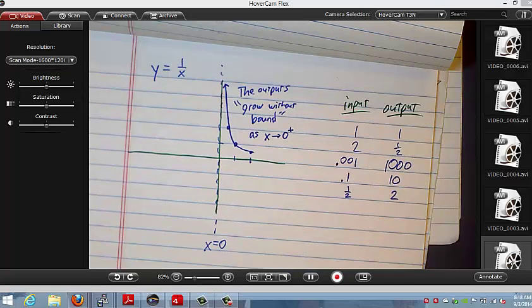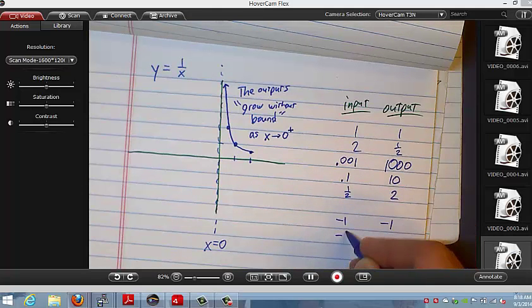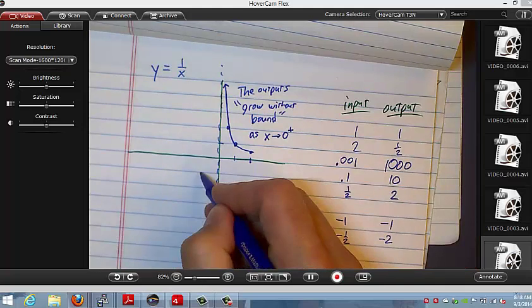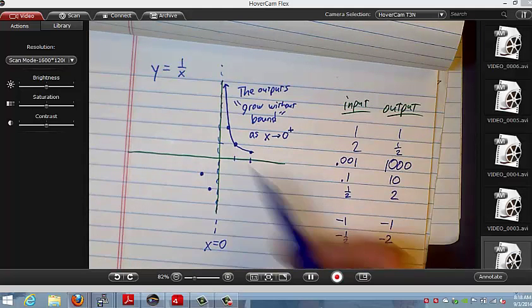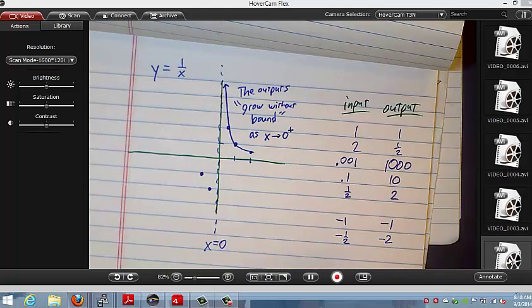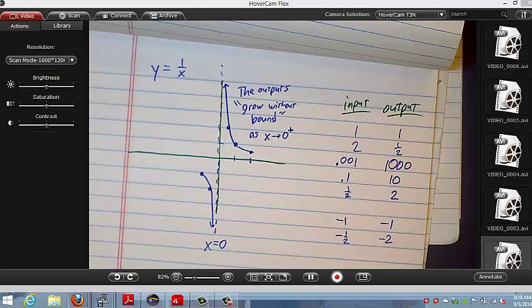Are you with me? And the reason I say that is because you can also put in negative inputs. Here, let me do that. If I were to throw -1 in here, I get -1. Or if I throw in -1/2, I get -2. And so on this side, you get a mirror image, don't you? Y equals 1 over x. You get a mirror image on this side. And so we might say they, I don't know, shrink without bound or decay without bound. I don't know. It's something different on the left-hand side.